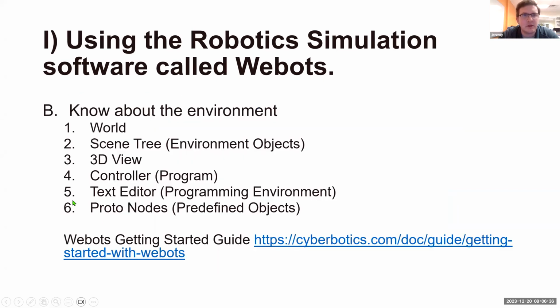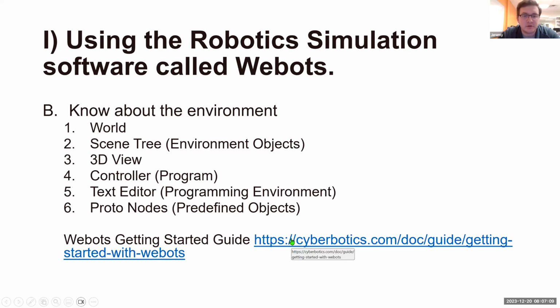All right. And then using the robotic simulation. So some things we're going to cover is a little bit of the terminology about the environment. So some of the terms and phrases we'll be using, such as world, scene tree, which is just a Webots way of saying environment objects within the simulation. Then there's 3D view, a controller or your program. Then there's text editor, which is Webots' version of a programming environment. And then proto nodes, which are special things that we can add into the scene tree, and they're just predefined objects.